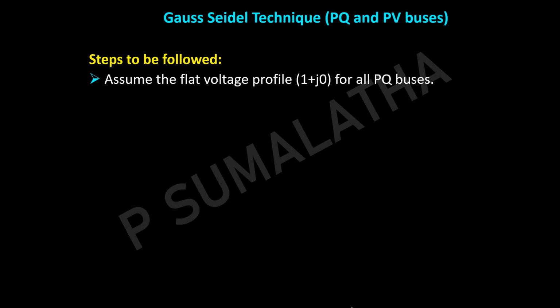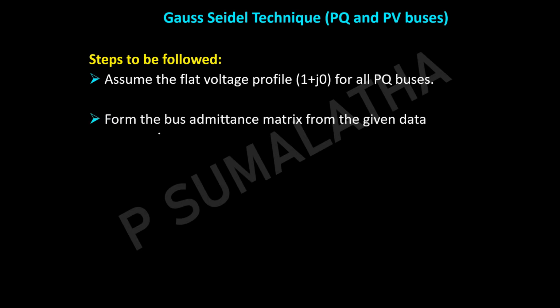Now let us see the second point. Form the bus admittance matrix from the given data. This point is the same as in the previous problem. Whichever load flow analysis we do, especially using the Gauss Seidel method, we need to form the Y-bus matrix. So read the given data. Suppose your system has 3 buses or 4 buses, they will provide either the impedance value or the admittance value. With respect to this system, find out the Y-bus matrix.